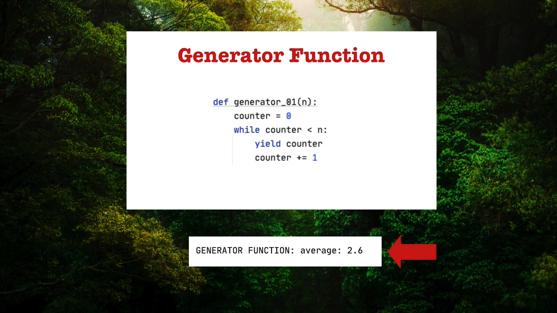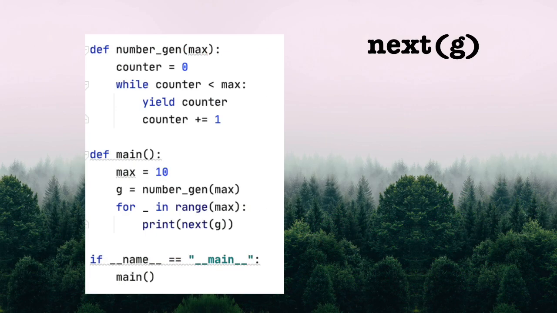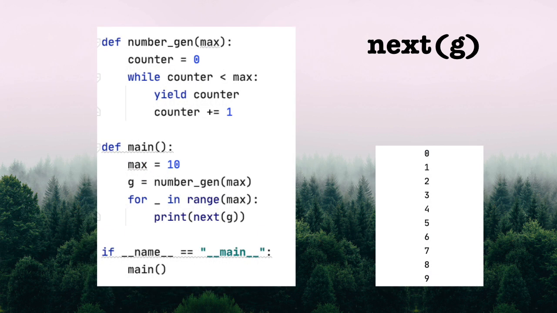There's one more really important thing I want to go over when we talk about generators, and then I'll show you an example. Let's talk about the next function. Next takes a call to a generator and increments the generator. Here you can see that we access the generator through next(g), and this is the output.